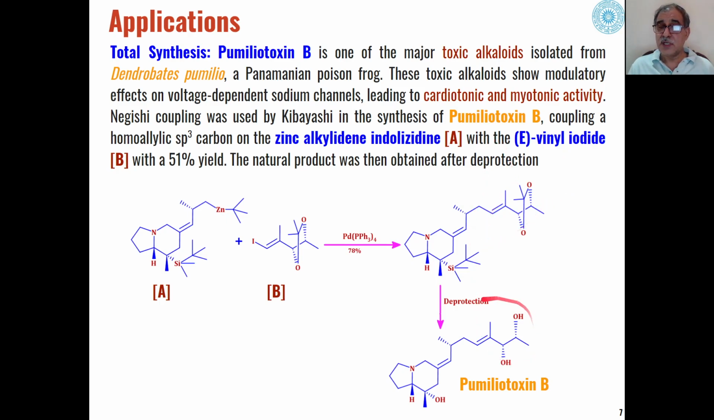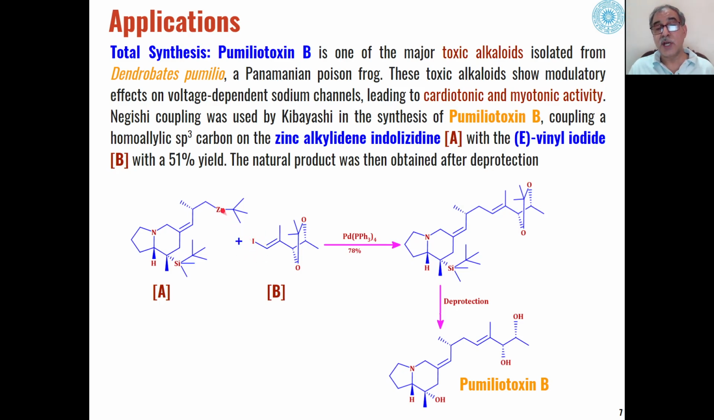And this can be synthesized through some steps involving Negishi coupling. Here, this type of organozinc compound, zinc alkylidene, is reacted with an E-vinyl iodide of this type, where these hydroxyl groups have been protected by this group. When this organozinc compound is reacted with this E-vinyl iodide under a palladium catalyst, what will happen? There will be a formation of a new carbon-carbon bond, between this carbon from the organozinc compound and this carbon from the vinyl iodide.